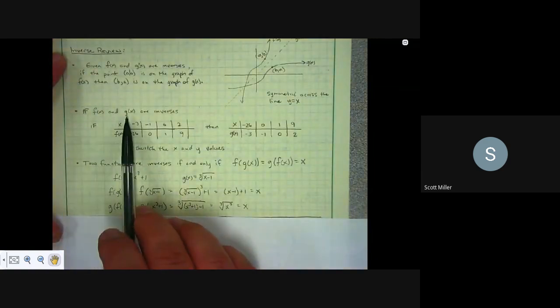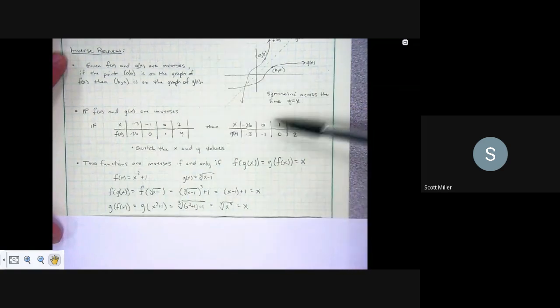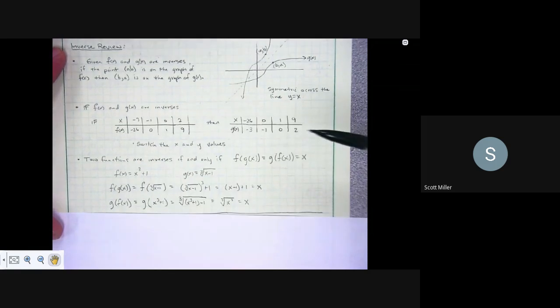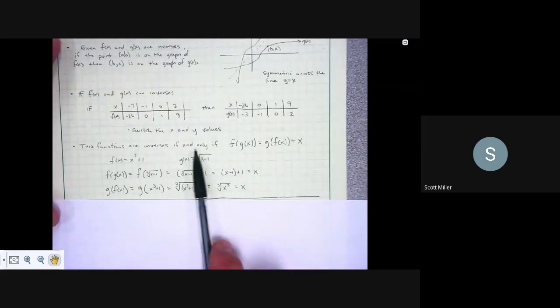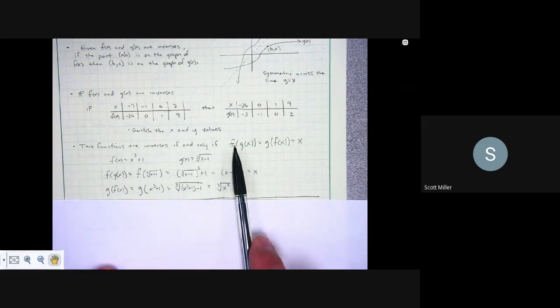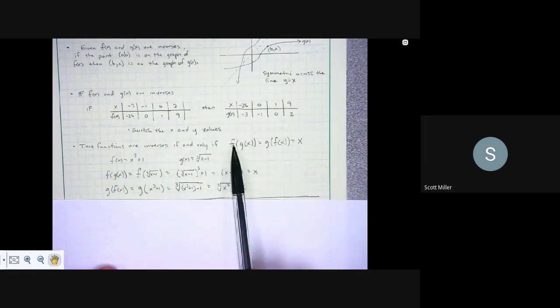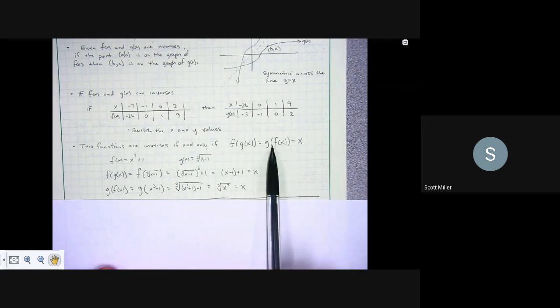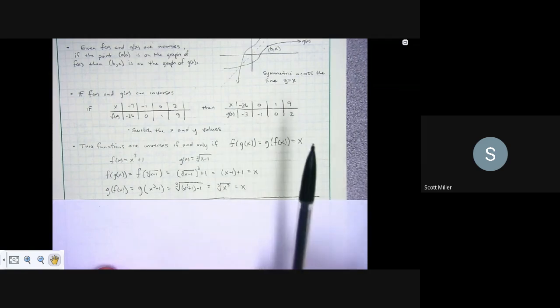If f of x and g of x are inverses, in the table values you're just switching the x and the y values. I hope you remember this. Two functions are inverses if and only if, by composition, this is your verification. If I give you two functions, you can verify if they are inverses or not. If this composition is equal to this composition, which is equal to x, I know the two functions are inverses.